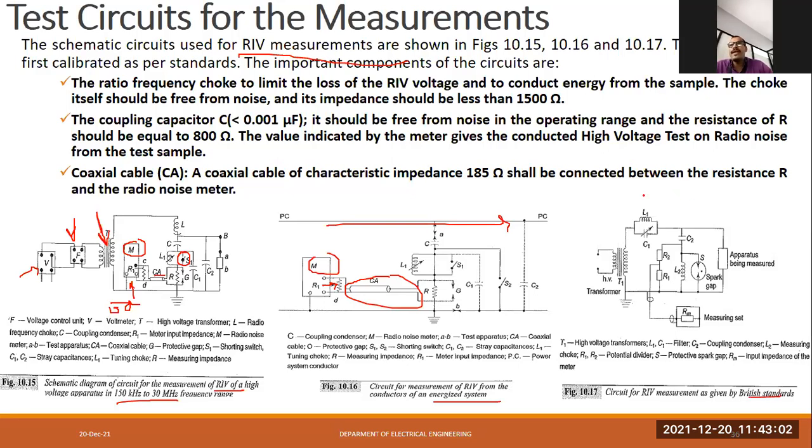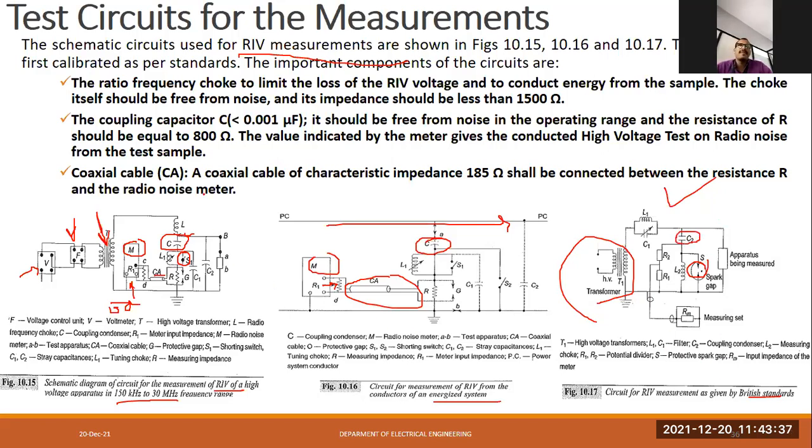And the last one is the measurement as per the British standard, where the high voltage transformer is there. It is very limited and it also has protective spark gaps. So as per the British standard, this RIV measurement test circuit has been used. Here you can see the coupling capacitors: here is a coupling capacitor, then here is a coupling capacitor, then again in this you can see C2, that is also a coupling capacitor.